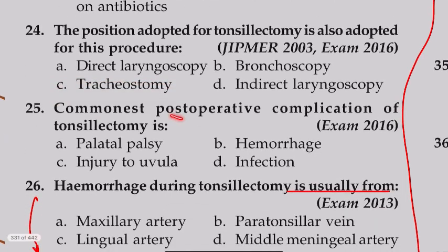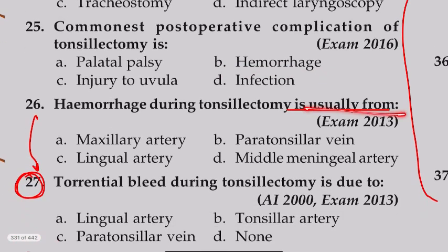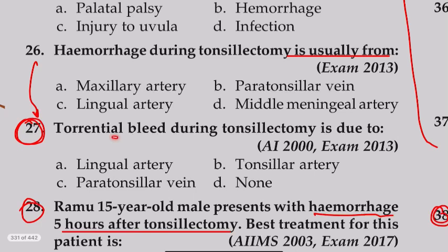Commonest post-operative complication of tonsillectomy, that is what? That is obviously our hemorrhage, right? Post-operative complication, it is hemorrhage. Hemorrhage during tonsillectomy is usually from, it is usually from where? It is usually from paratonsillar vein. Torrential blood during tonsillectomy is due to what? Torrential blood is due to our tonsillar artery, right? Tonsillar artery.